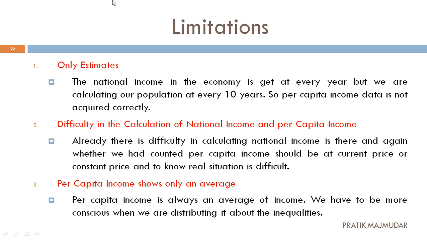Remember the formula of per capita income: total national income divided by total population. We are going to calculate the national income every year. That means by the end of the year, we are calculating the national income from all three sectors. But are we calculating our population every year? No. We are calculating it at the end of 10 years, at the end of a decade. The last census was done in the year 2011. The next one is going to be done in 2021.